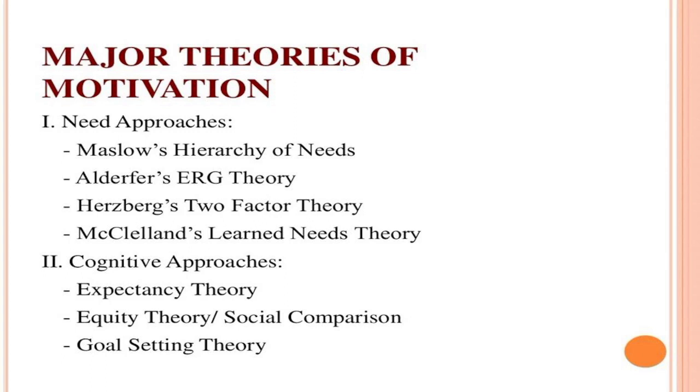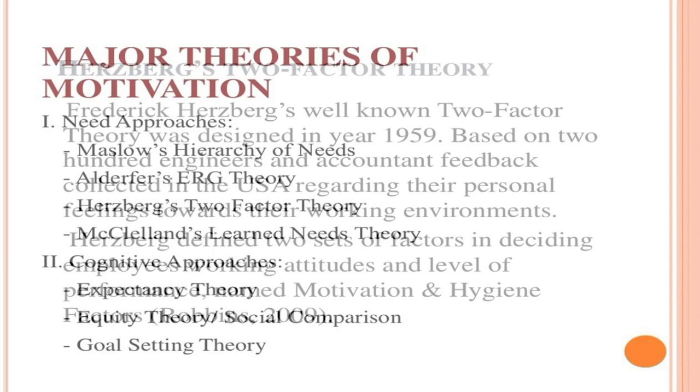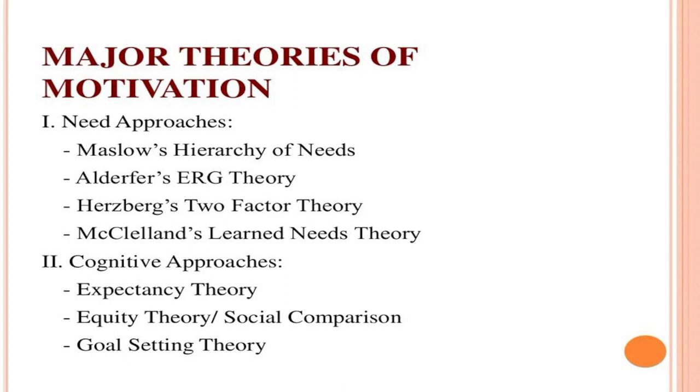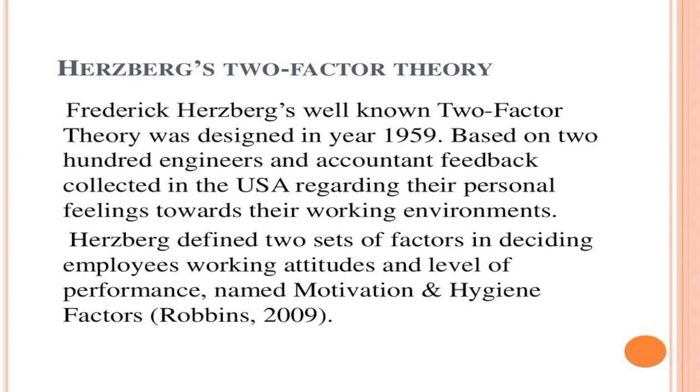And we have theories of motivation. One is Maslow's need hierarchy, ERG theory, which is not mentioned in our syllabus, Herzberg's two-factor theory, and theory X and theory Y, which we will see. The theories of motivation were divided according to need and according to cognitive approaches. The two-factor theory was designed in 1959 by Frederick Herzberg, based on feedback collected from 200 engineers and accountants in USA regarding their personal feelings towards their work environment.